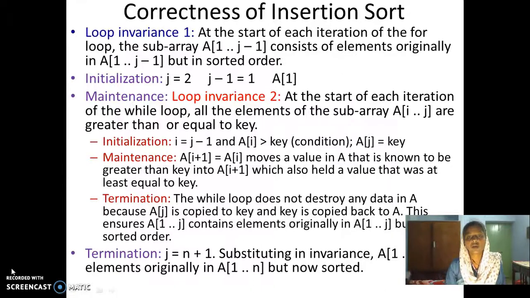When we substitute this in the loop invariant of the for loop, we have a from 1 to j minus 1. j is now taking n plus 1. So the minus 1 and plus 1 get cancelled, and we have the elements from a of 1 to n, which were the elements in a originally, and after the complete algorithm, now it is in sorted order. Therefore, we are able to establish that the pseudocode that we have written is indeed doing the sorting.